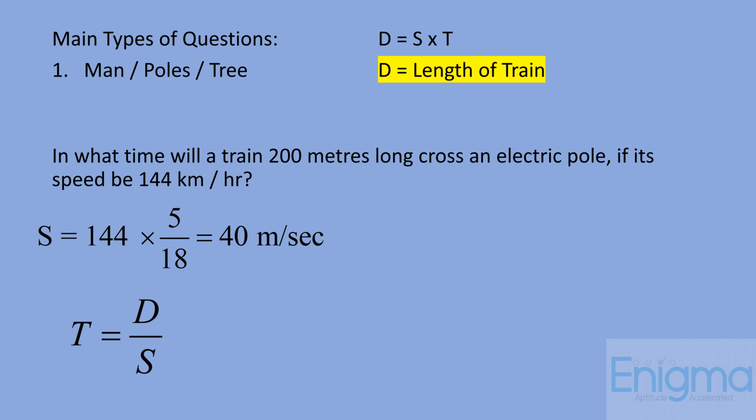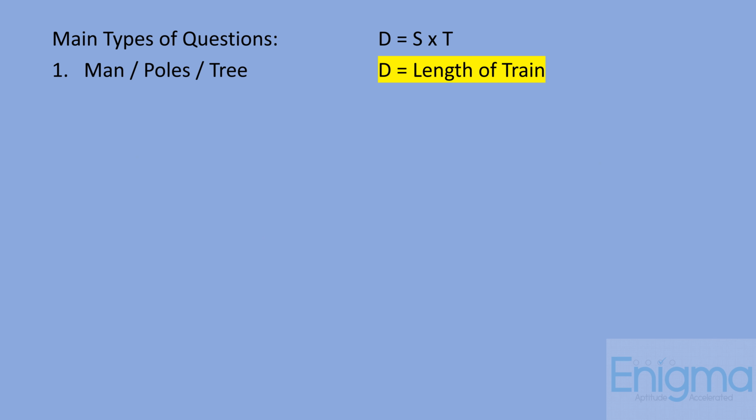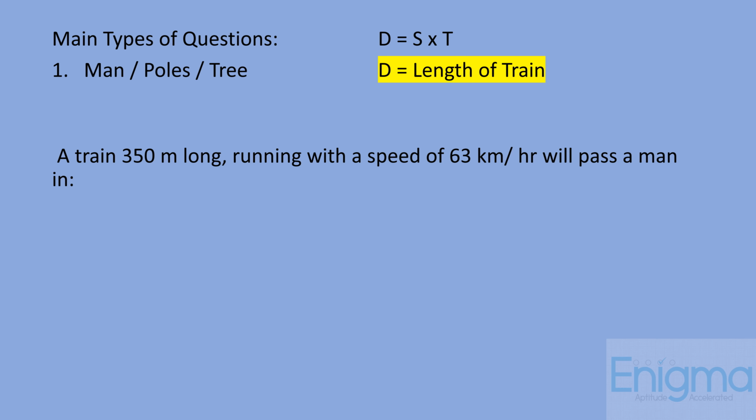And now by using our general formula, we know that time is equal to distance upon speed. So distance is 200 and speed is 40. So our answer will be 5 seconds. Let's take another example. A train 350-meter long running with a speed of 63 kilometers per hour will pass a man in. So again we have to find out the time.